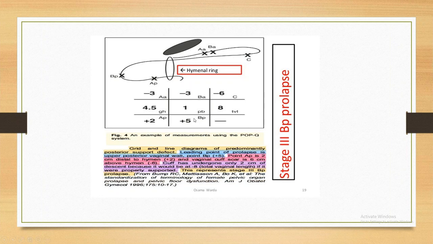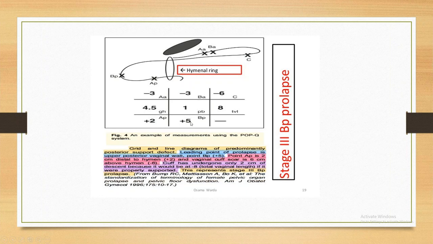So what do you think? Which stage it is and what it is? Stage 3, posterior wall prolapse. Yes, posterior prolapse. It becomes stage 3 because it is more than +1. And stage 4 becomes, it should be more than +6 and more, because TVL is 8. So for stage 4, it should be more than +6. So it becomes stage 3 posterior wall prolapse post hysterectomy.